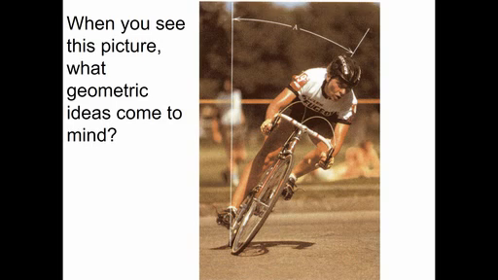So if you see this picture of a biker racing, it looks like he's got it leaning over pretty well there. What geometric ideas come to mind? Think about that a little. I'll pause and just talk a little bit. Maybe you see these wheels, which you know are circles, but they appear to be ovals. Maybe that's one. Hopefully you see something else going on here.